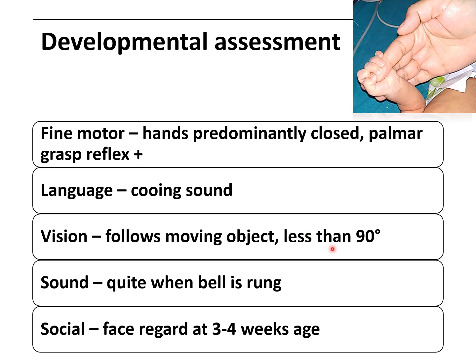We have to keep preferably a red color object 1 feet far from the eyes, and we have to move it, and baby will follow less than 90 degree. And for the sound hearing assessment, we have to ring the bell and baby will become quiet or startle response will be there. In social milestone, baby will have the face regard after 3 weeks of age. So between 3 to 4 weeks of age, face regard occurs.